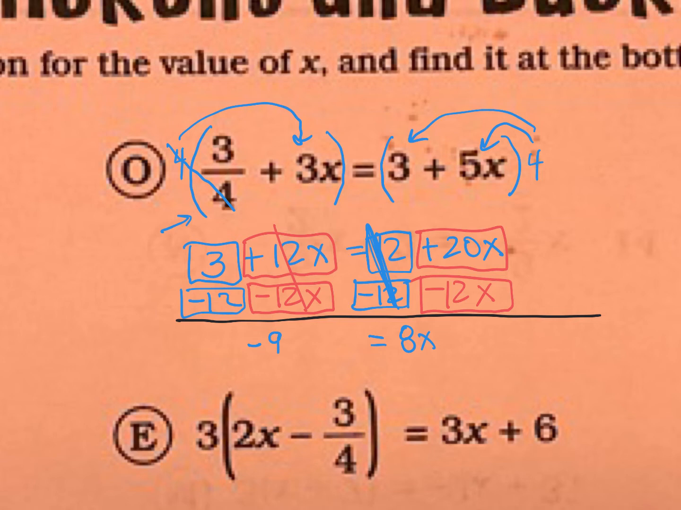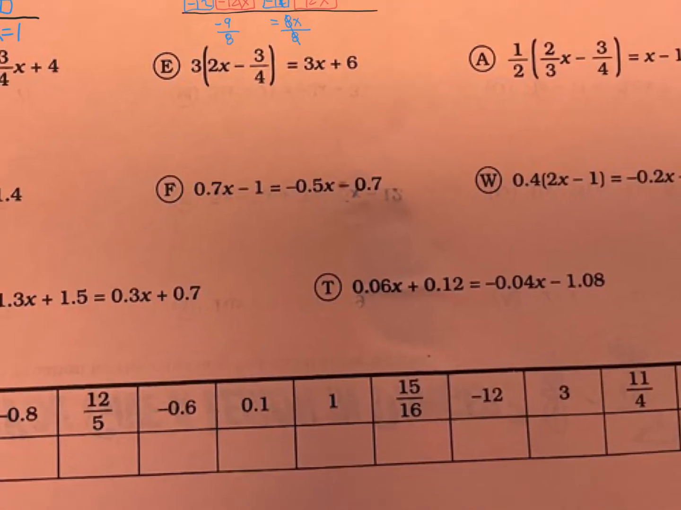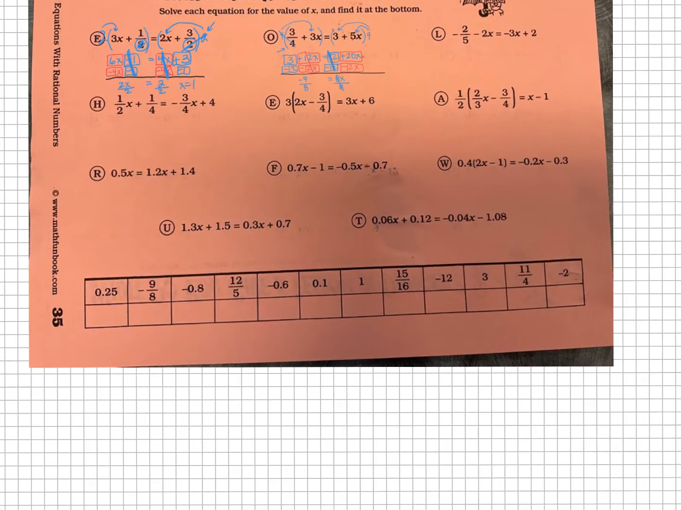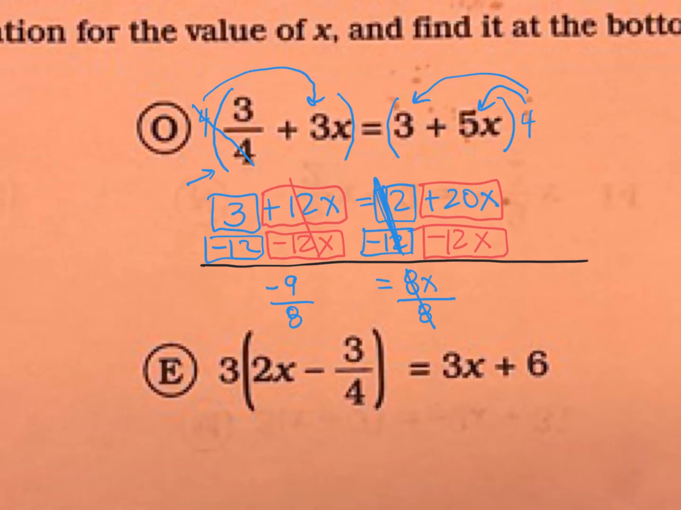Did I do that right? Everything looks right. I'm going to divide by 8. Divide by 8, and x equals negative 9/8. Is that right? Let's see. Yep, it sure is. It actually is there, negative 9/8. So it's really easy to work in fractions at the end just by leaving it that.